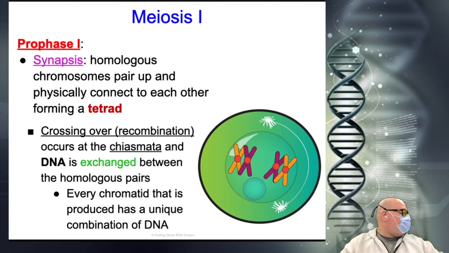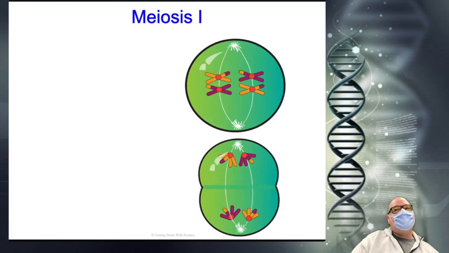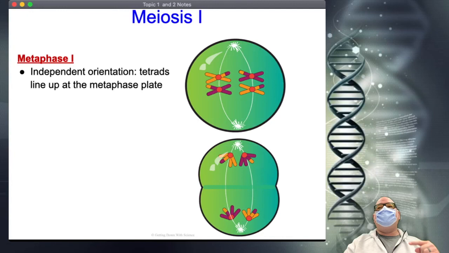All right. So in meiosis one, it's a little bit different than mitosis. This is the metaphase. They're lining up in tetrads. They're not lining up as singles, they're lining up as doubles. So we call those tetrads. But these tetrads have already gone through crossover.